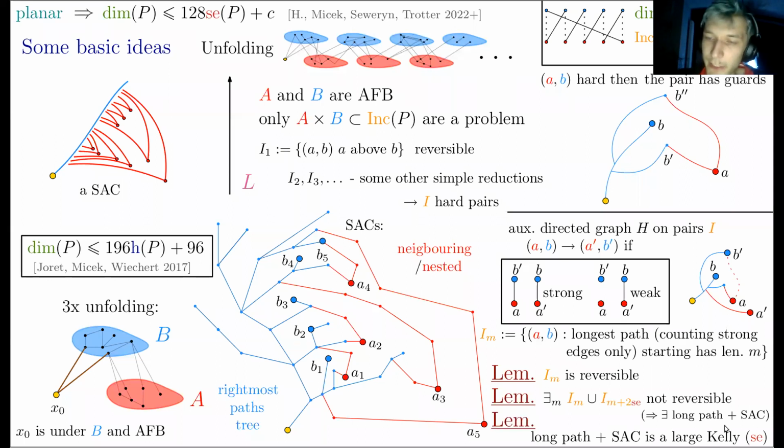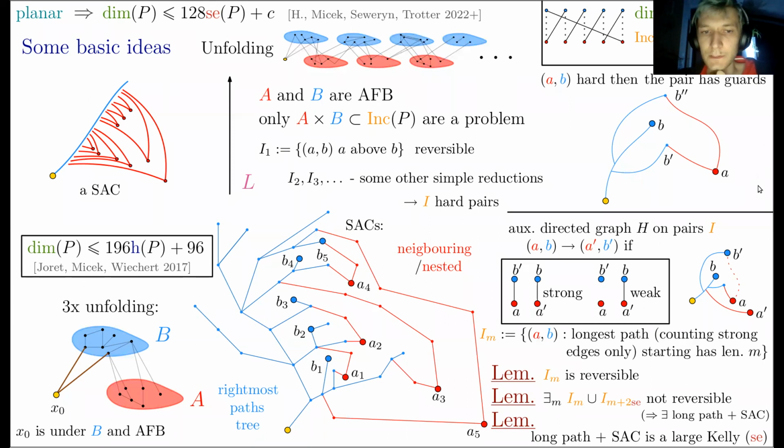And this structure, so this long path plus cycle, gives really a large Kelly. And Kelly has a large standard example, and this shows the assertion. So this is an outline of the proof of this result.